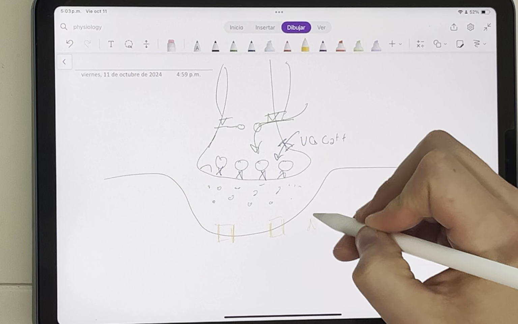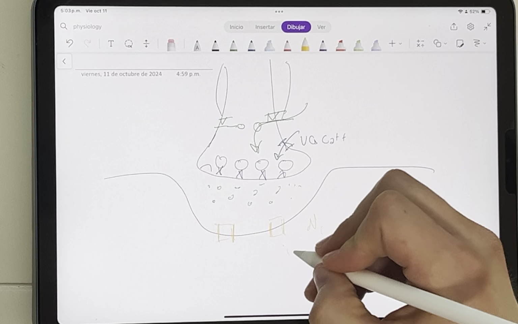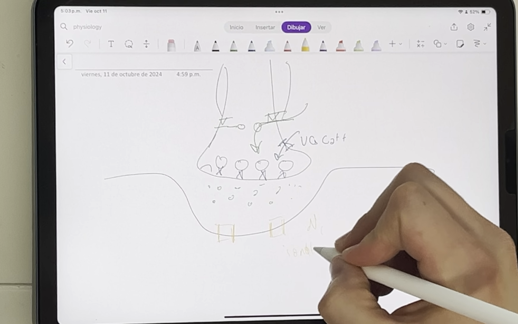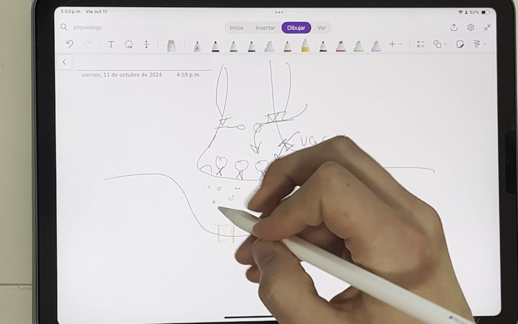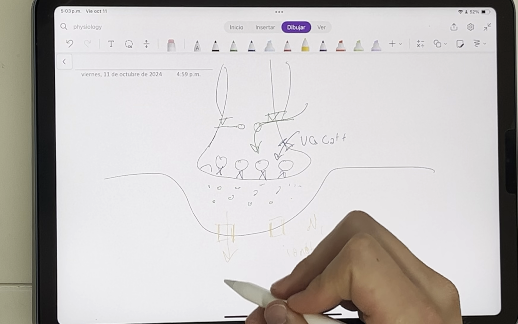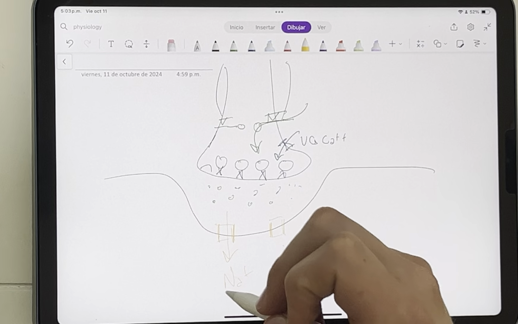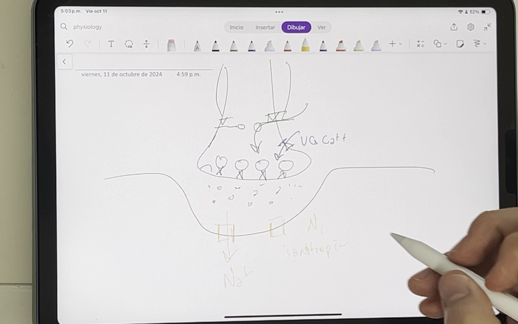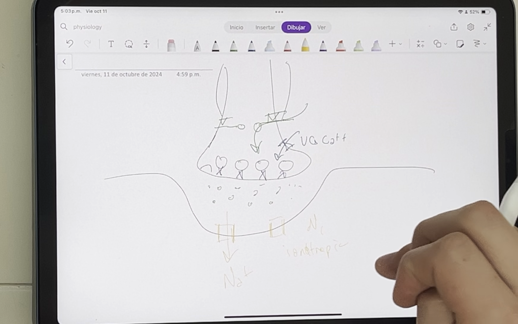These are N1 receptors, and they're ionotropic, which means they release ions into the cell. These are going to release cations. It's going to let sodium into the cell. This is going to bring the action potential inside the cell. So now we have an action potential inside the cell.